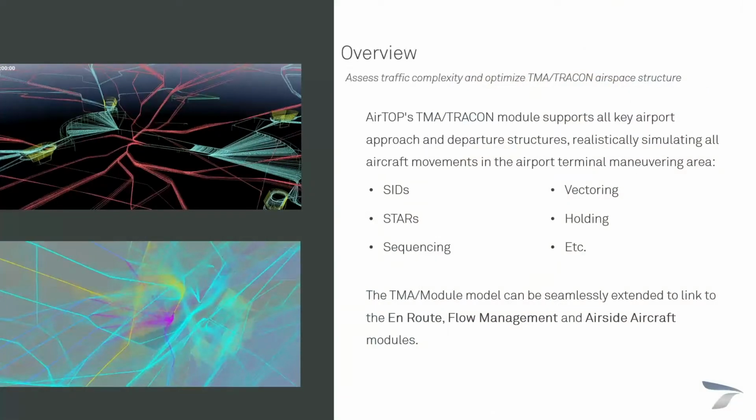So why use the TMA module? Well, the main purpose is to assess the traffic complexity and optimize the TMA airspace structure. With the TMA module, you are able to define and simulate all the departure procedures, so essentially the SIDs, and the approach procedures, STARs, approach legs, with all their relevant characteristics, such as the sequencing, vectoring areas, be it point merge or the classic trombone, the holding stack, and so on. As with the en route module, the TMA can be linked to the en route, flow management, and also airside modules.